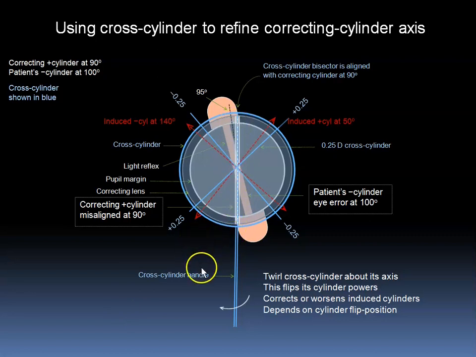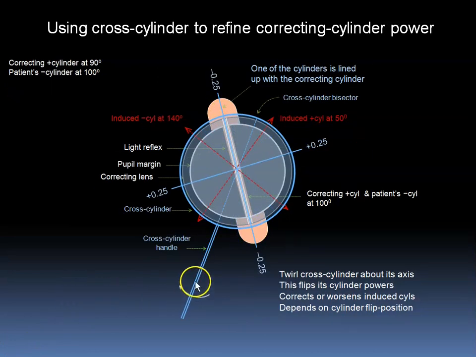If it's a plus cylinder that we're using in our trial set, we would move it towards the position where the plus cylinder makes vision better. In this case, the plus cylinder in this axis would make vision better instead of in this axis. So we would rotate the correcting lens towards this axis here. And we would keep repeating this until the patient reported that the flipping back and forth gives equal vision, at which point the correcting cylinder would likely be in line with the minus eye error shown.